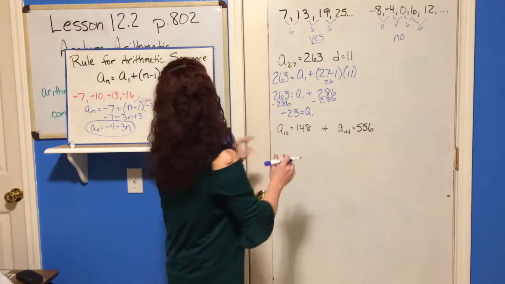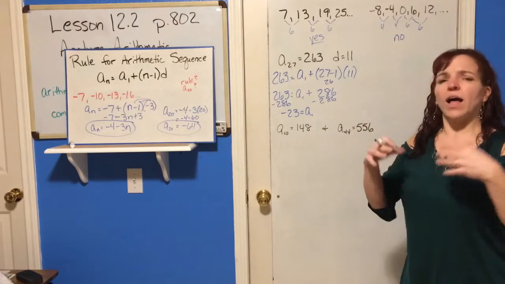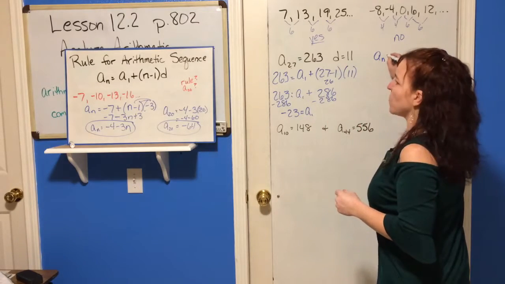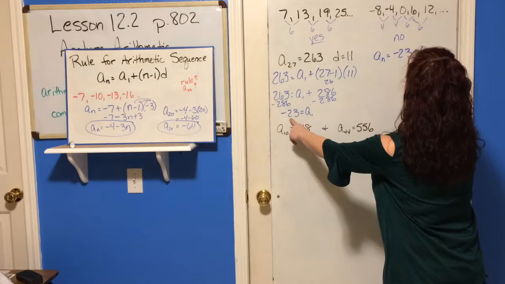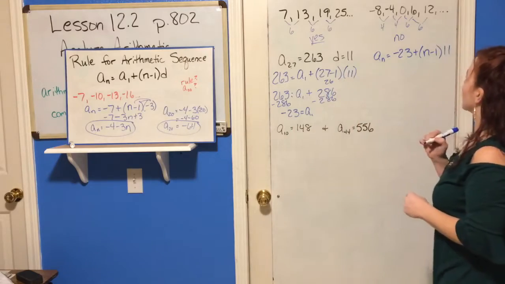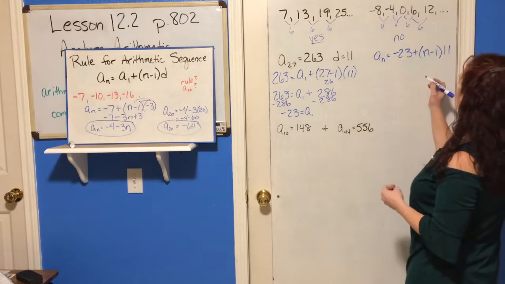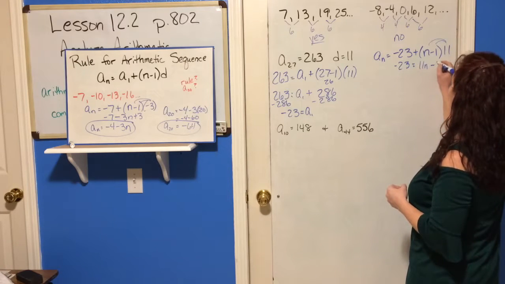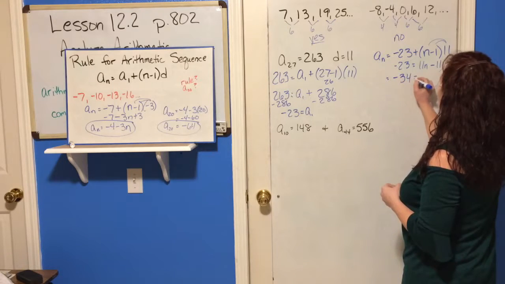Now we have the other unknown, so we can plug that into our generality, because the whole point is I wanted a general rule. So the general rule is A sub n equals A sub 1, which is negative 23, plus n minus 1 times my d, which is 11. So now simply do what we did here and simplify, and you'll have your rule. So multiply that through. So negative 23 plus 11n minus 11. Combine like terms. So we have negative 34 plus 11n.